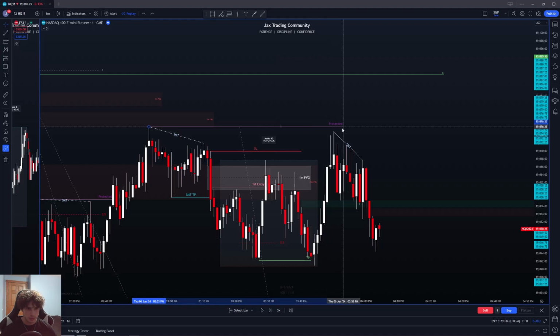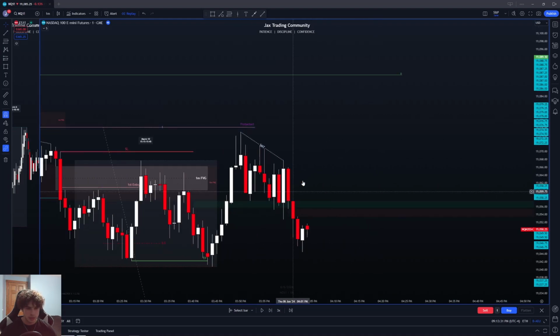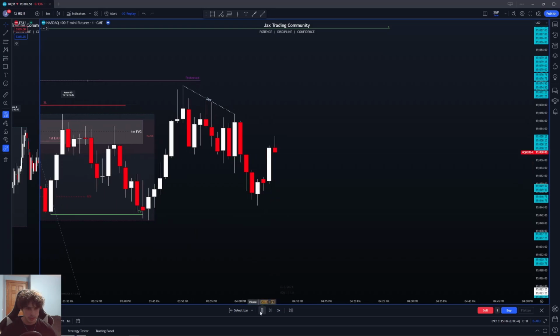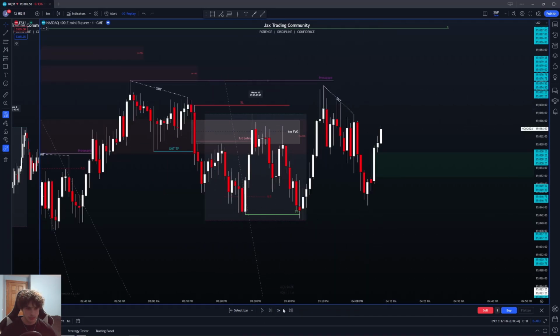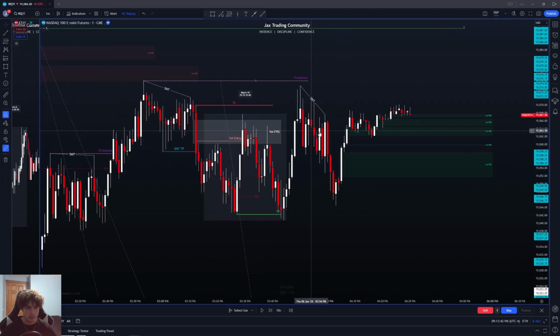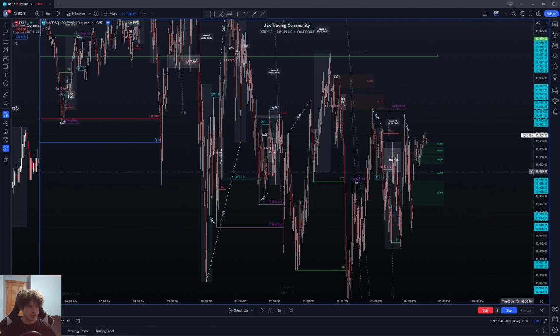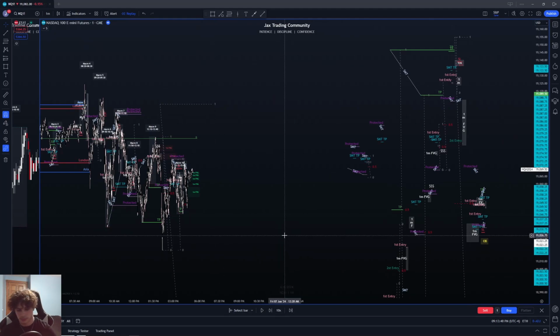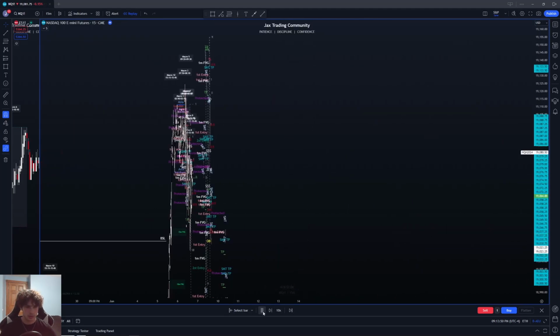Okay, so now we're coming up towards this protected high. We don't take it, we form an SMT, displacement down. We have a 1 minute created right here, but this is kind of the end of the day. So we're most likely just going to consolidate, right? Nothing's going to happen much. All right, so now let's go to the next day. So I'm just going to kind of do this.